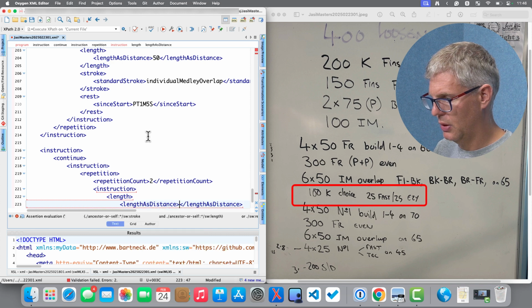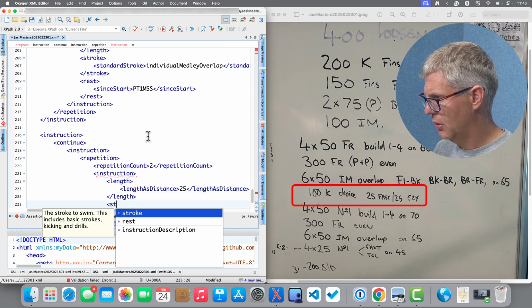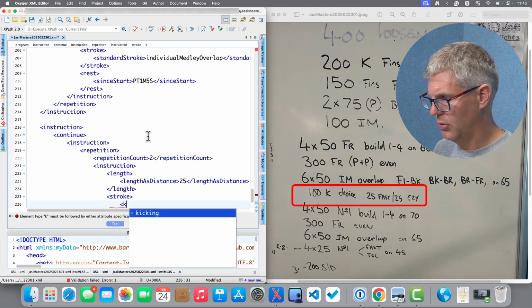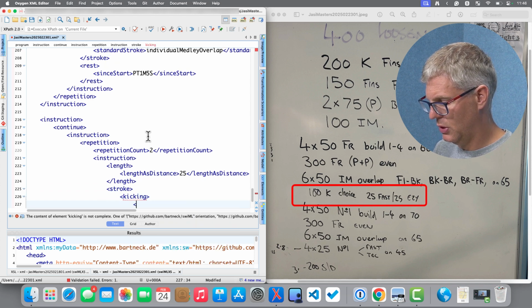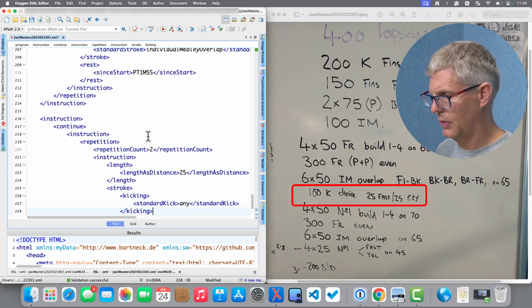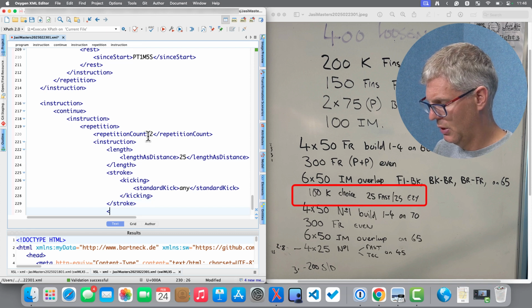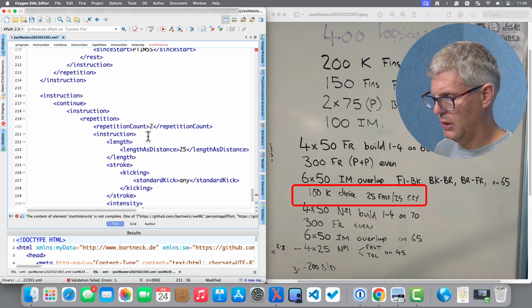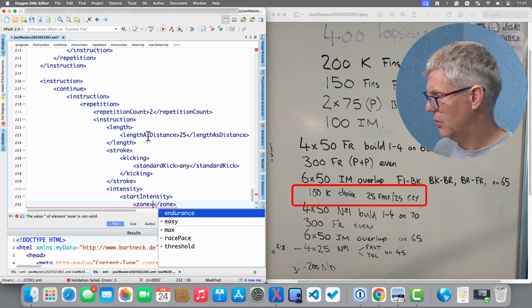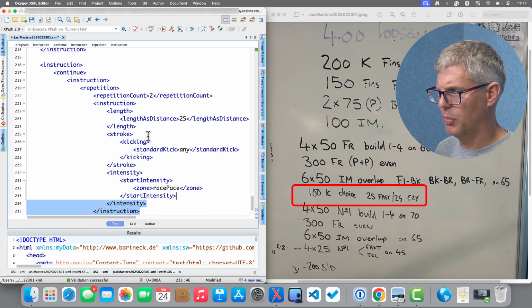And these are 25s then. Stroke kicking. Okay, so it doesn't specify it, so any. And we have got an intensity. So fast, we'll just do, let's say, race paced. And then we have to repeat this whole thing.